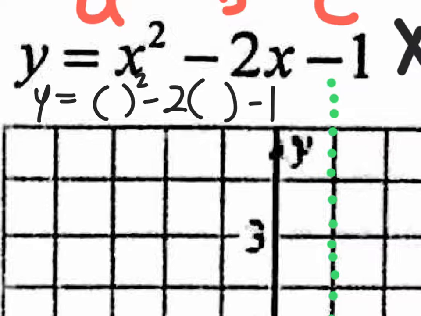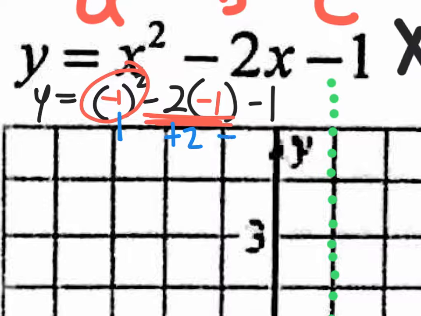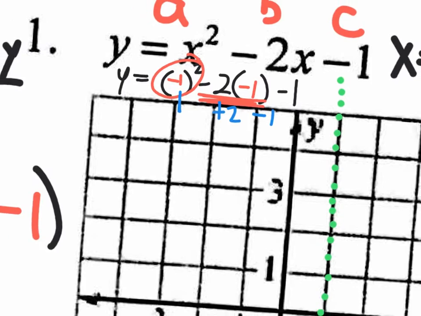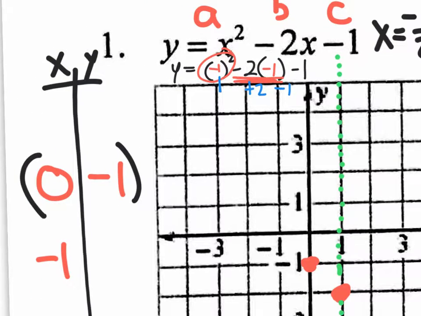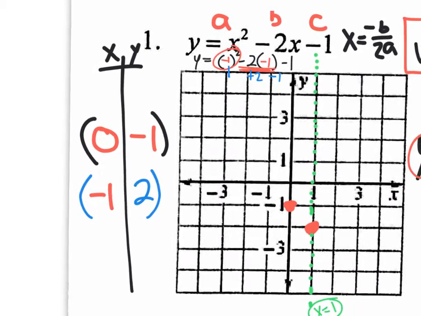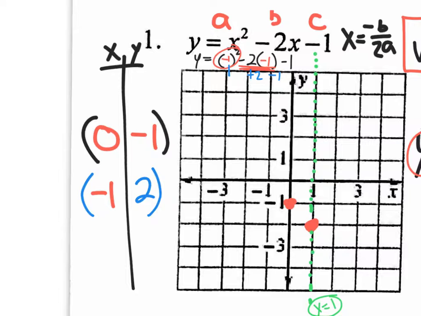Check it out. There's my equation. Let me plug in negative 1 into the parentheses. So negative 1 squared, that's positive 1. Negative 2 times negative 1, that's positive 2. So I really have the positive 1 plus 2 minus 1. So my answer will be what? 2. So my y value is 2. And that's another coordinate, negative 1, 2. If I go to that coordinate on the graph, I get that point right there. And technically, I'm done.